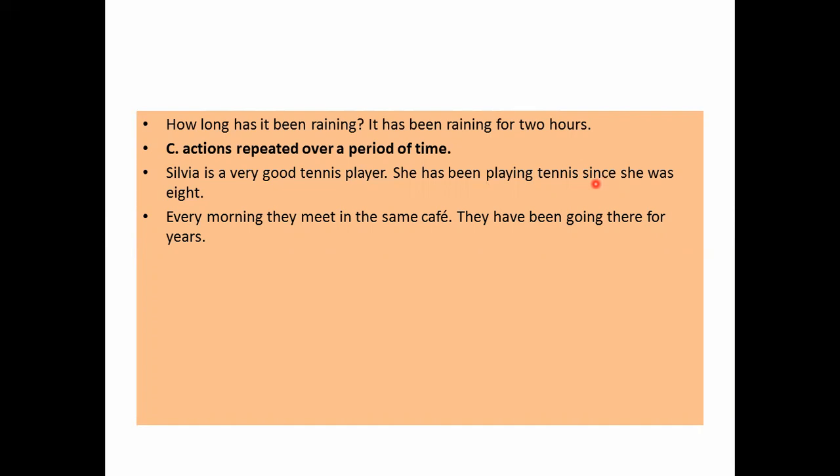Yes, Sylvia plays tennis so many times, repeatedly, till now. The other example: every morning they meet in the same cafe. So this action, meeting in the same cafe, happened frequently in the past, till now. So for this action, we use the present perfect continuous. We can say they have been going there for years.